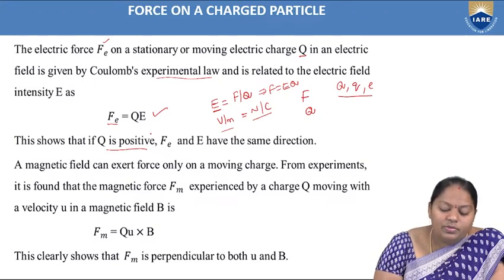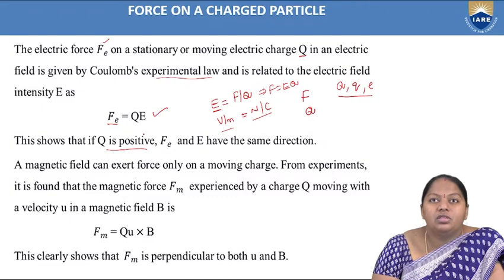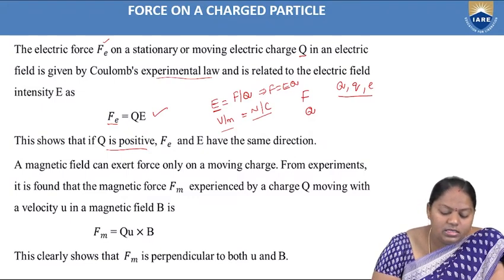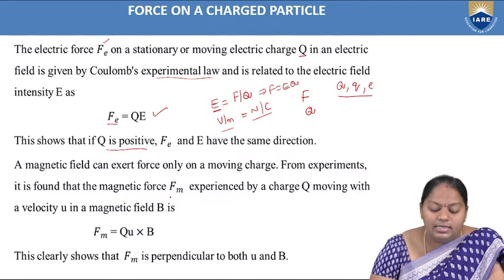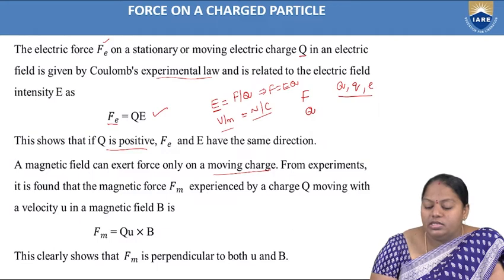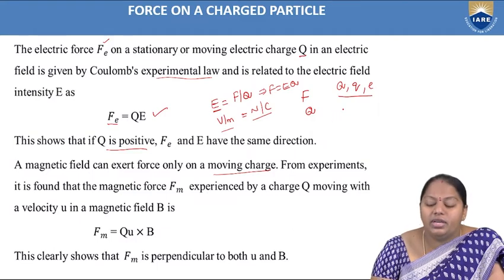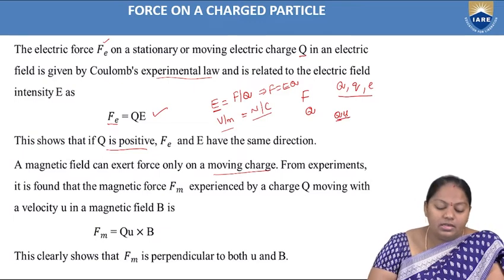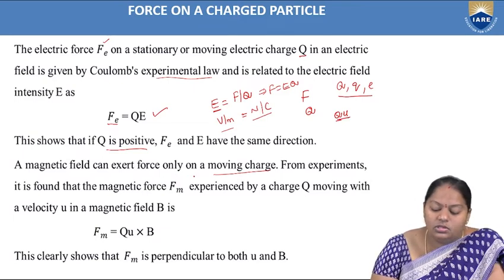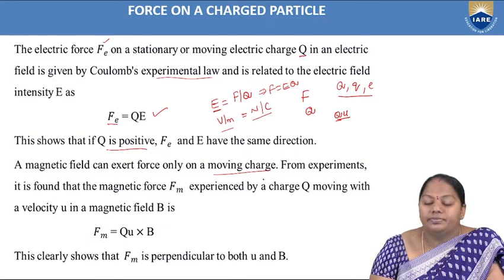Next, from this equation we have got the electric force equation. Now, the magnetic field can exert force only on a moving charge. Why? Because the electric field is generated due to a stationary or fixed charge Q. If the same charge Q is moving with a velocity U, then the field is said to be a magnetic field. Hence, a magnetic field can exert force only on a moving charge.